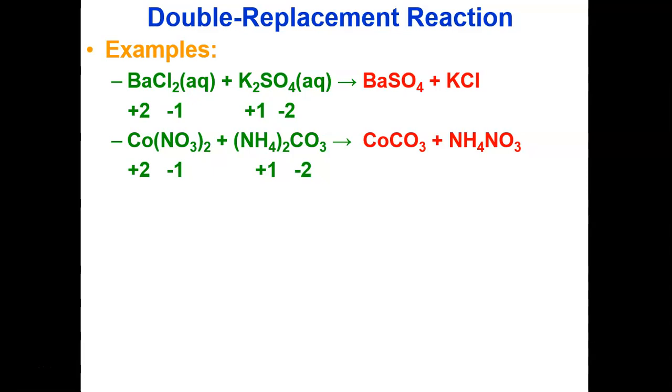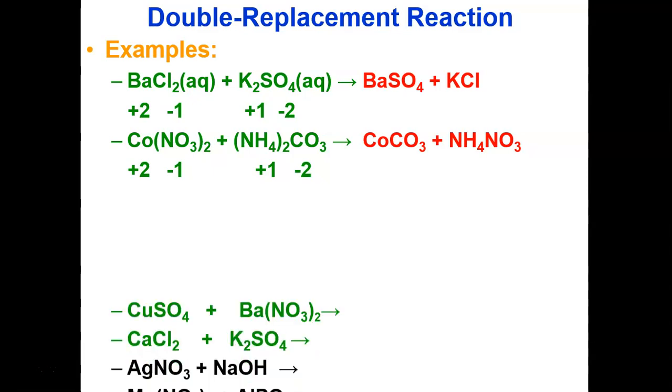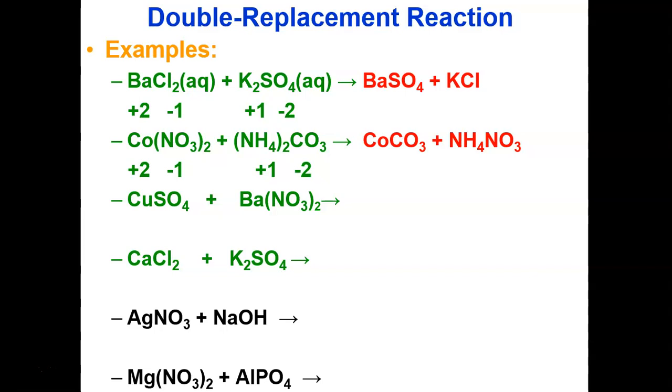So we know that nitrate has a charge of -1. We can use the charge of nitrate and the fact that there are two of them to figure out that cobalt must have a charge of +2. Okay? And then in our second compound, we have ammonium, which is +1, and carbonate, which is -2. So when cobalt and carbonate combine, I just need one of each. And when ammonium and nitrate combine, again, I just need one of each. Okay, try the next 4, and then we can check your answers.